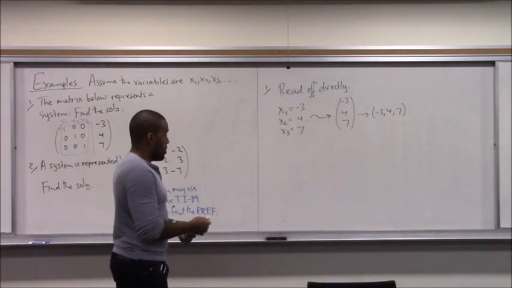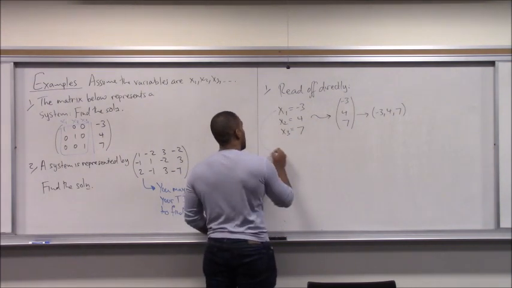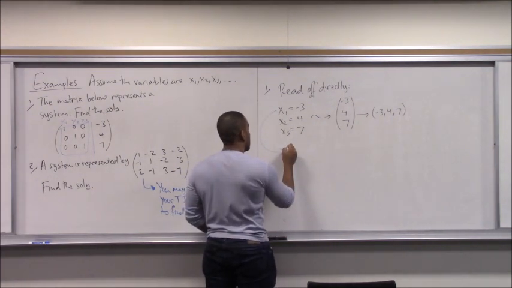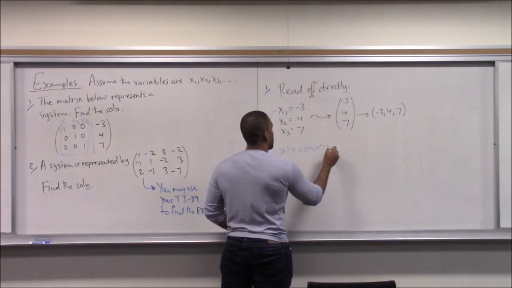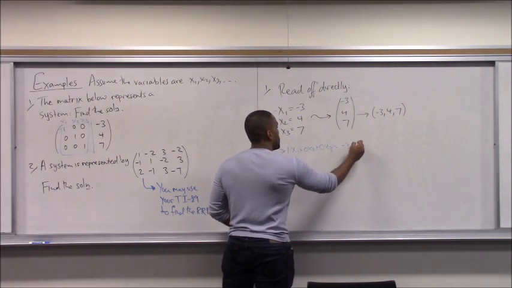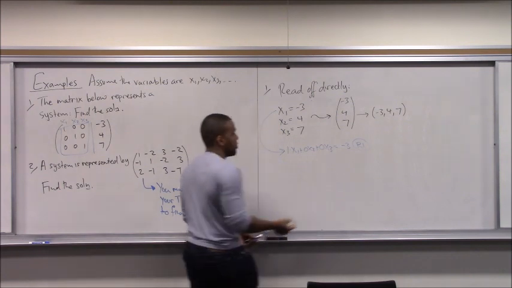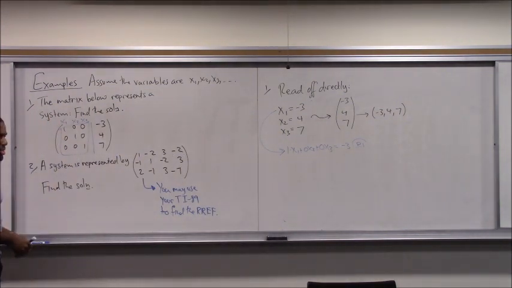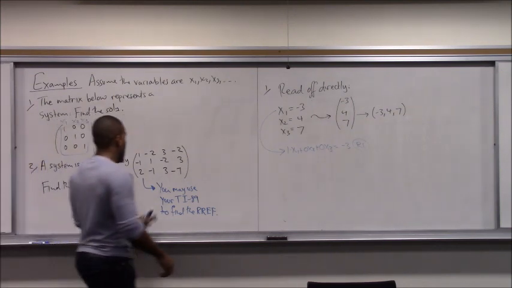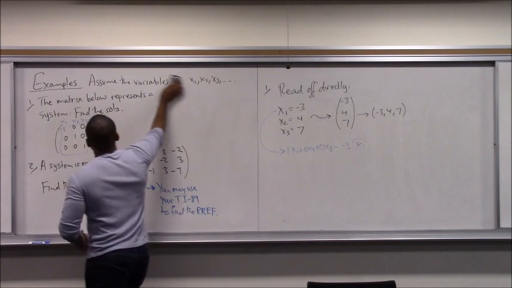And again, these guys came from each row. So in the first one I had 1x1 plus 0x2 plus 0x3 equals minus 3. This I got from row 1, and so on and so forth. So that one was okay. You didn't really have to do anything. Just kind of read off the solutions right away. This one, you have to do some work.